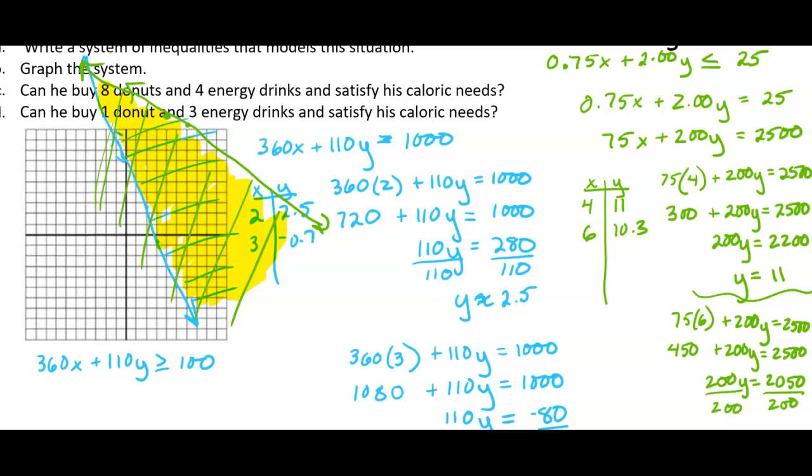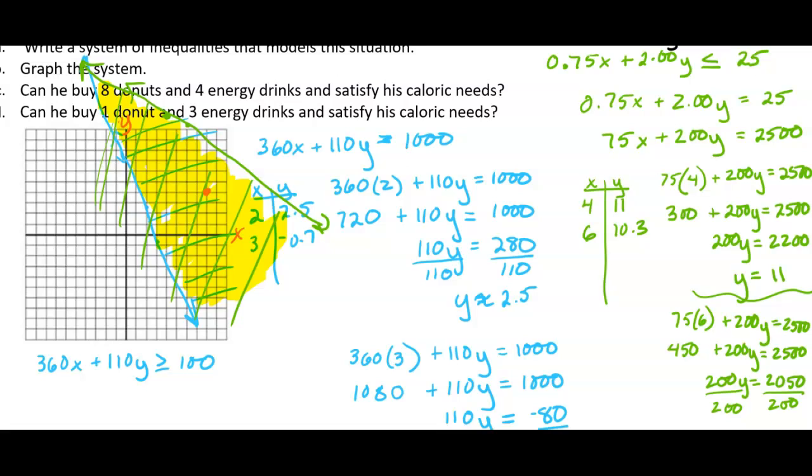Okay, so now here's the question. Can he buy 8 donuts and 4 energy drinks? Well, my donuts were X and my energy drinks were Y. So 8 donuts, 4 energy drinks. That point right there, even though my graph's off a little bit and I've had to extend them and stuff, is definitely in the yellow area. You could plug those in and check.